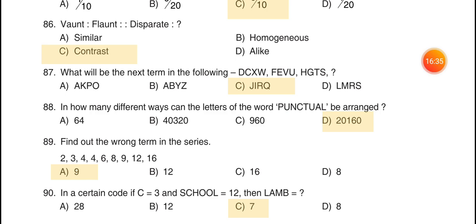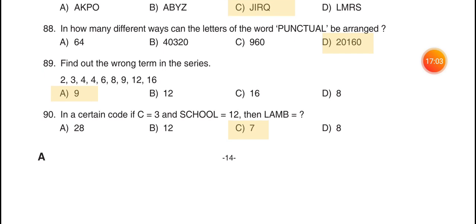87. What will be the next term in the following? DCXW, FEVU, HGTS, the next term is option C, JIRQ. 88. In how many different ways can the letters of the word PUNCTUAL be arranged? Answer is option D, 20160. 89. Find out the wrong term in the series. 2, 3, 4, 4, 6, 8, 9, 12, 16. Answer is option A, 9.